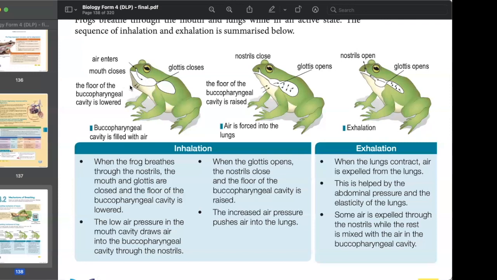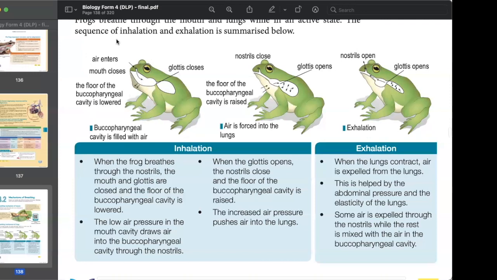Boleh faham? Okay, sekali lagi. Okay, so during inhalation, the mouth will close. The flow of bucopharyngeal cavity is lowered and glottis close. So what will happen is that the result is the air pressure in the mouth is lower than the pressure outside. Maksudnya tekanan udara yang kat luar ni lebih tinggi berbanding tekanan yang ada dalam mouth cavity tu.